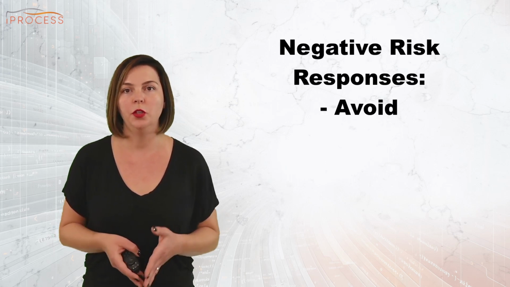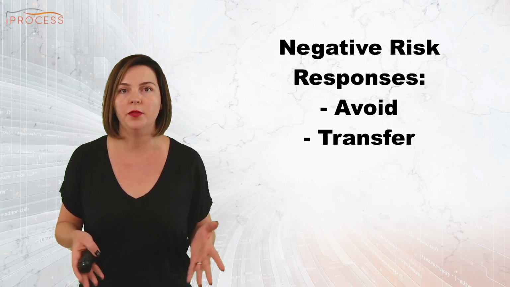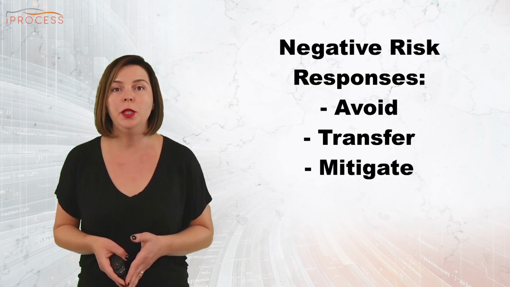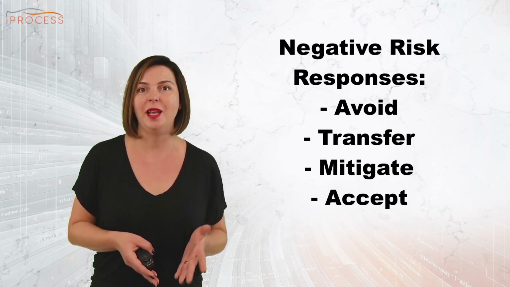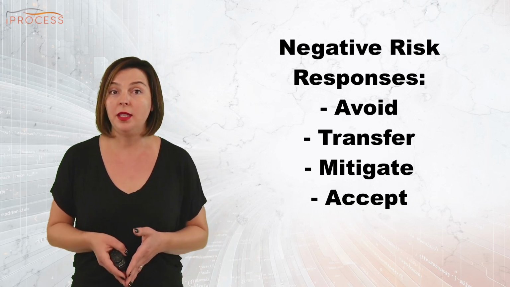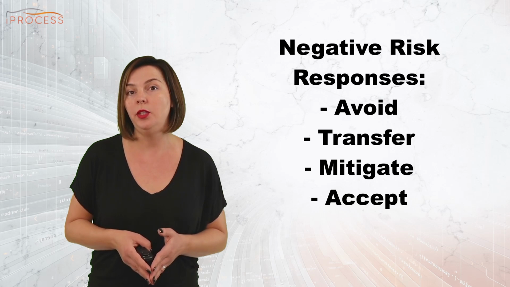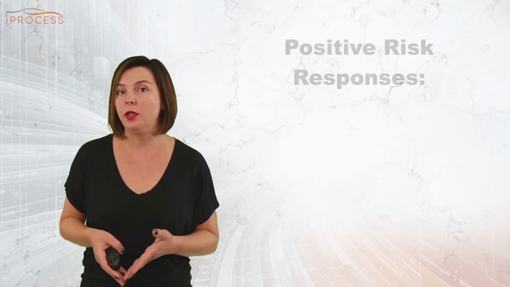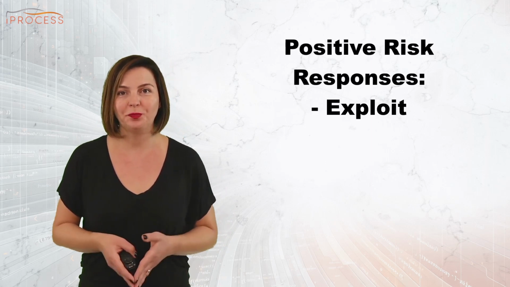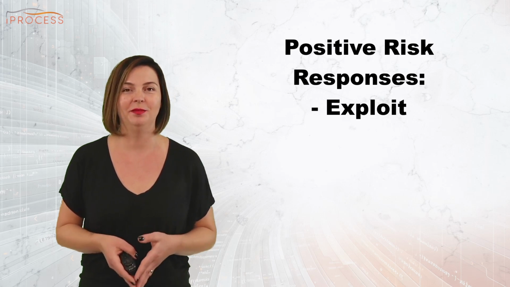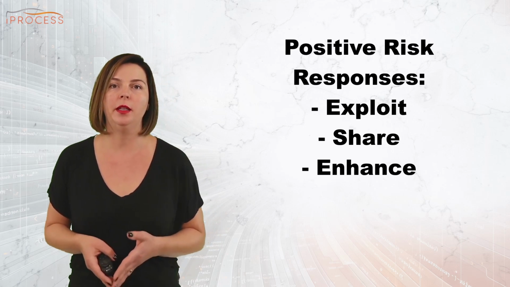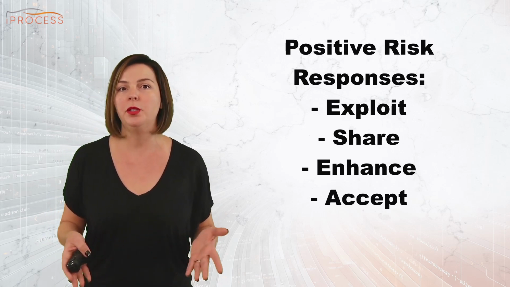Possible responses for negative risks are: avoid, change scope to eliminate the risk; transfer to a third party, for example, insurance; mitigate, reduce the probability and impact; and accept, do nothing, also known as passive acceptance, or establish contingency reserves, also known as active acceptance. Possible responses for positive risks are: exploit, change the scope to ensure the risk occurs; share, a partnership; enhance, increase probability and impact; and accept, not pursuing the risk.